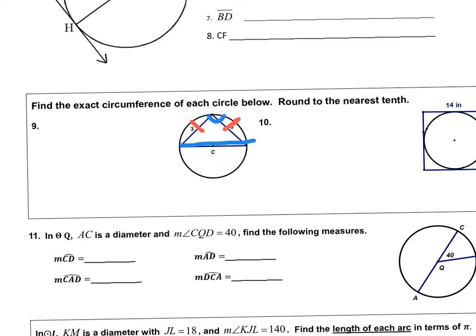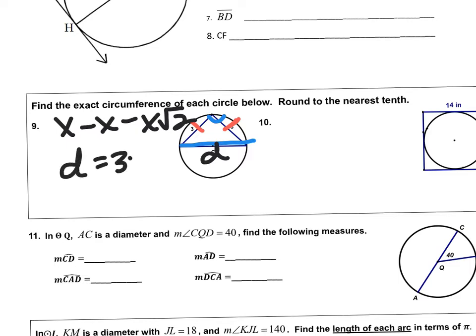So you needed to be using that rule, which says that you're going to have x, x, and x root 2, and that's with the long leg. So that's with our diameter here. Our two legs are 3, so that means our diameter is going to be 3 root 2. They want the exact circumference here, which basically means in terms of pi.